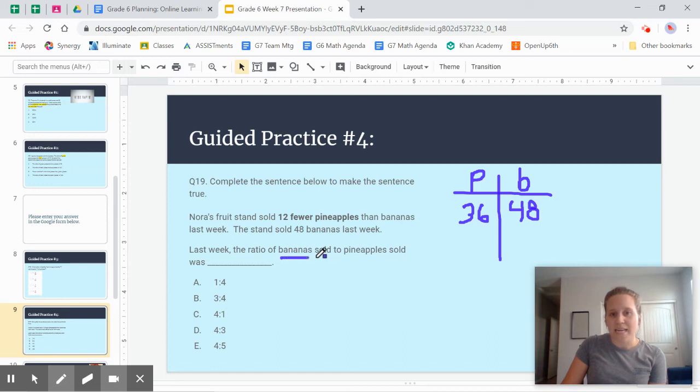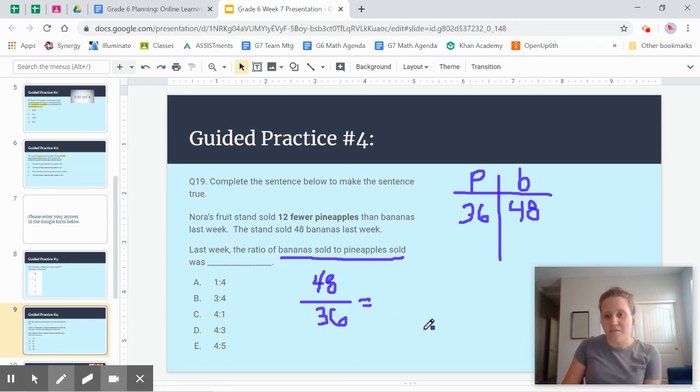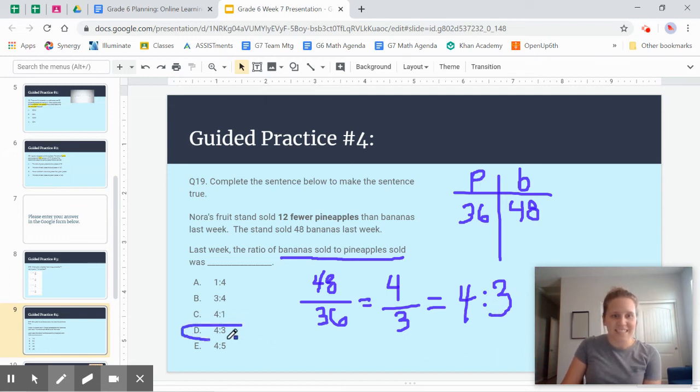What's the ratio of bananas sold to pineapples sold? Well, I would write 48, I'll use a fraction this time, to 36. Let's go ahead and simplify that because I don't see those numbers in my question. I know that both 48 and 36 are factors of 12. I know 12 goes into 48 4 times, and I know 12 goes into 36 3 times. So the ratio of bananas sold to pineapples sold is 4 to 3. You could also write it as 4 to 3. Answer choice D is correct.